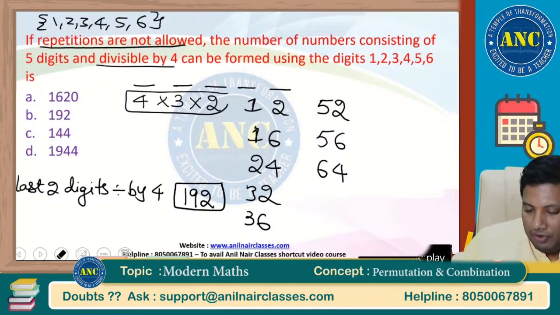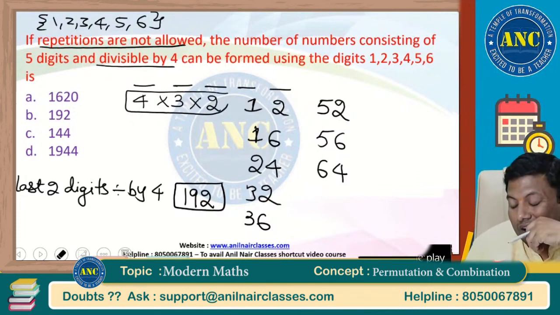1, 2, 3, 4, 5, 6. These are nothing but 1, 2. These are nothing but 1, 6. Next one. 21 not divisible by 4. 24 it is divisible by 4. 25, 26. 31, 32. 36 also it is divisible. 41 not divisible. 42 not divisible. 43 not divisible. 44 not divisible.